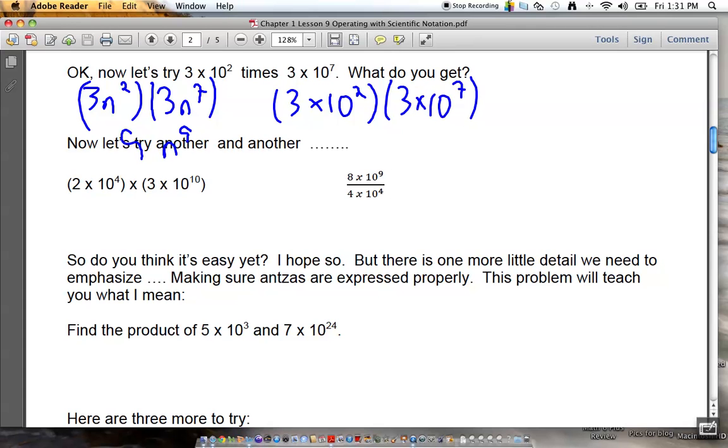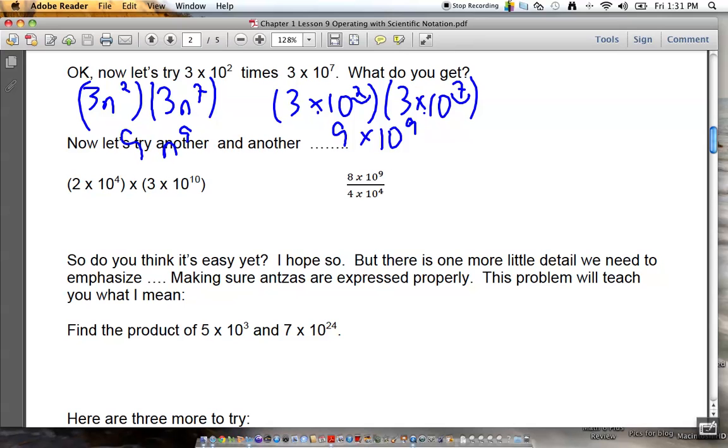And by the way, doesn't 3n mean 3 times n? Right? You with me on that? So this times is just the same as the other one. So this is going to be multiply coefficients, add exponents. What's 3 times 3? 9. What's 10 to the second times 10 to the 7th? What do you do to the exponents, guys? Add them, 10 to the 9. So just like this was 9n to the 9th, this is 9 times 10 to the 9th.